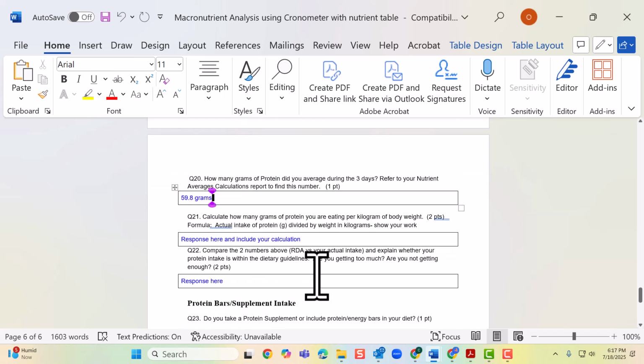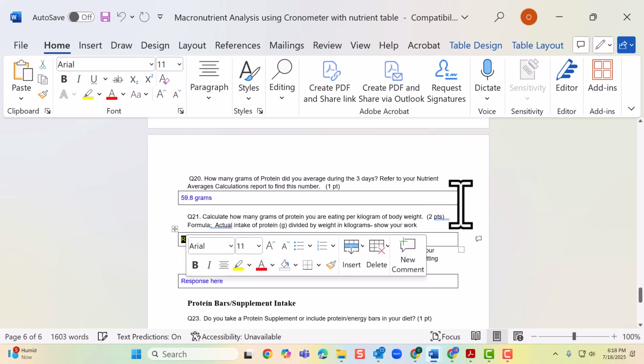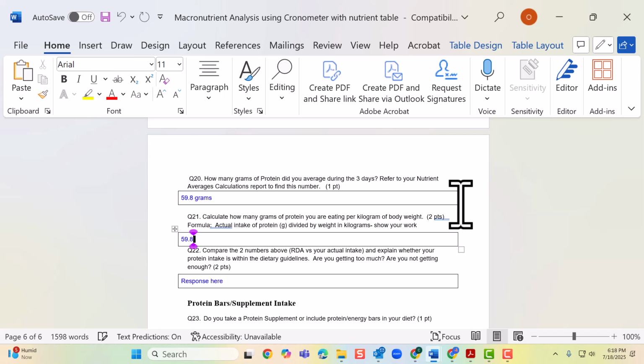So all I am doing is using my nutrient averages calculations to find that number. The next question says, calculate how many grams per kilo you're actually having. So I'm going to take my actual intake, 59.8 grams, and divide that by my weight, which was 68.18 kilograms. So 59.8 divided by 68.18 gives me 0.87, I'm going to round, 0.88 grams per kilo.